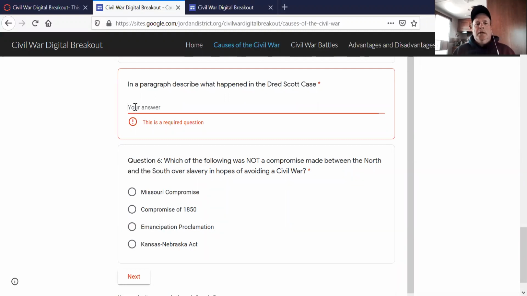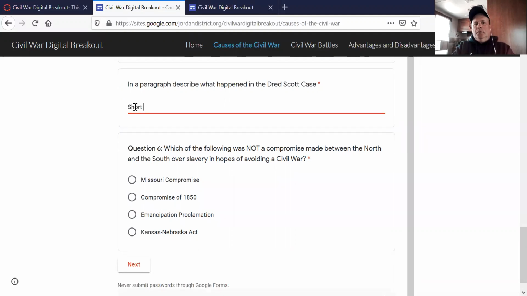So before you can go on, you have to write a short answer about Dred Scott. Don't write what I wrote because it won't get you through.